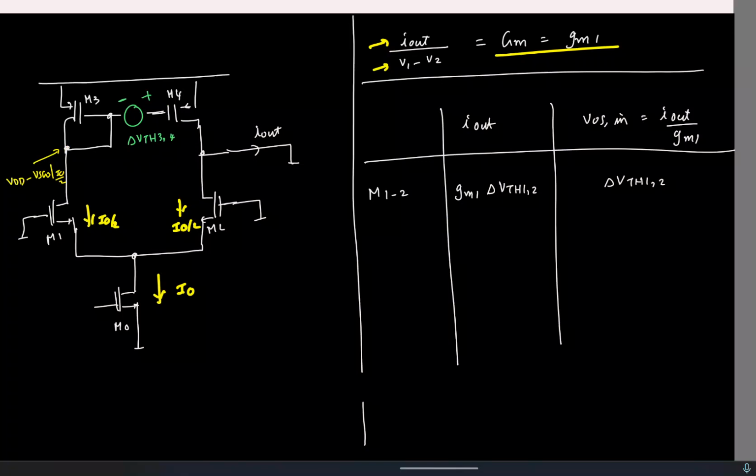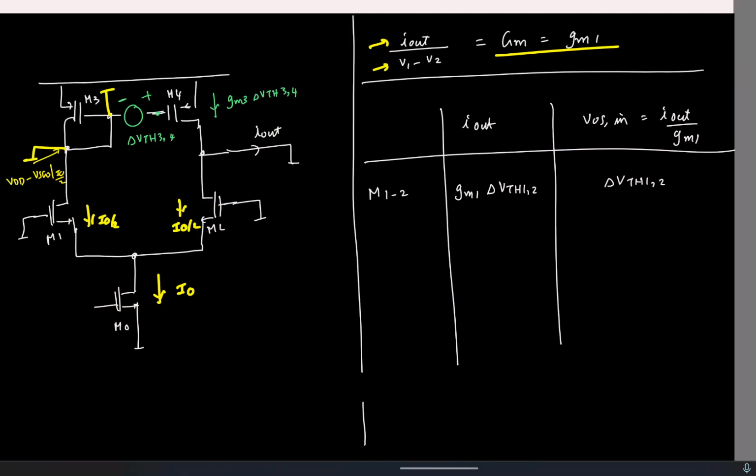No, incrementally what I am saying is the difference between these two is delta VTH, but this guy will be fixed to that voltage, because see, here the current is fixed, right? It's fixed by this guy. Okay. So incrementally this is short. So the incremental voltage applied to the gate of M4 is delta VTH34. So what will be the short circuit current? It's GM3 or GM4 times delta VTH34.